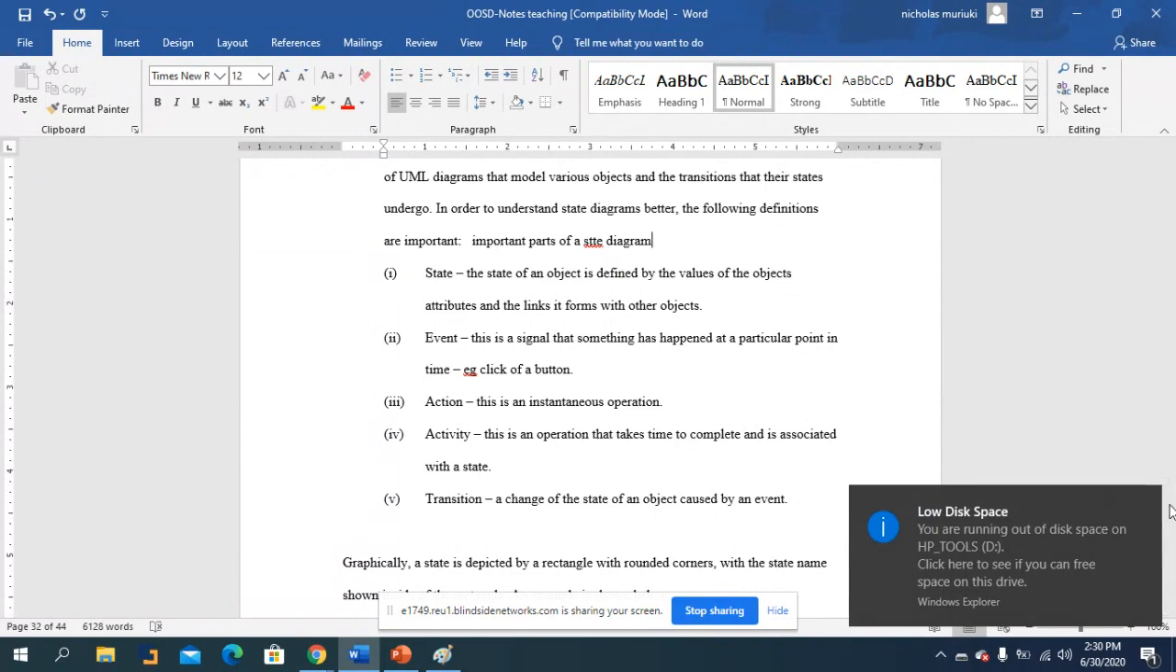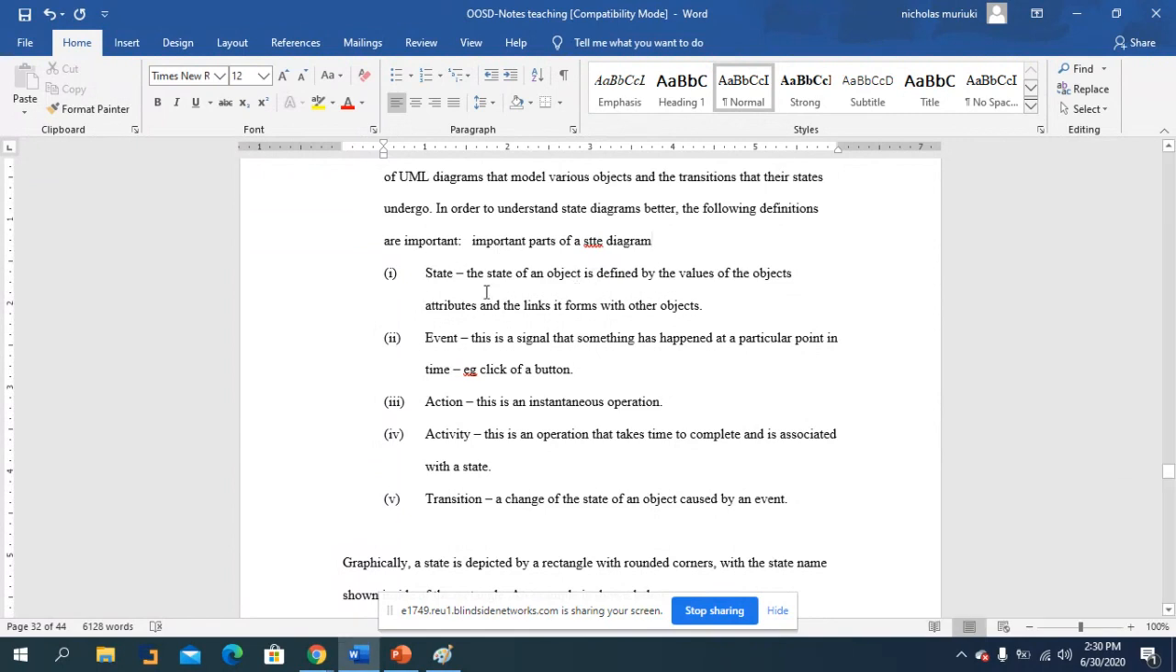So in this case, we can understand the first one. The state of an object is defined as the values of an object. So we're looking at the state of an object, which defines the values, either the attributes or maybe the links that are supposed to be within the state diagram. Then we have the event, which signals something that is happening.